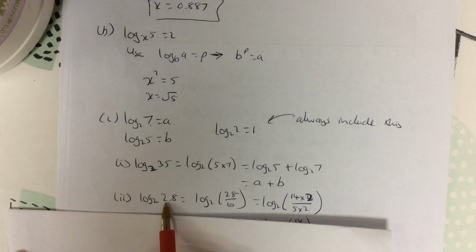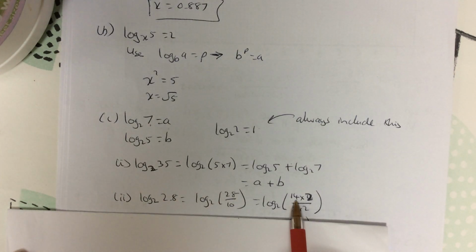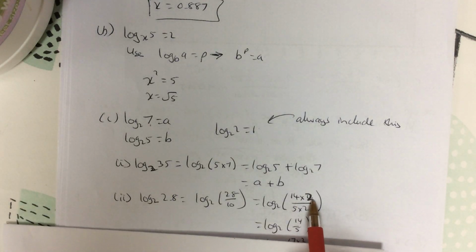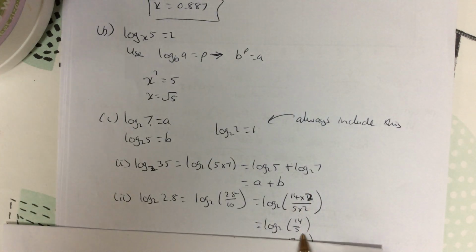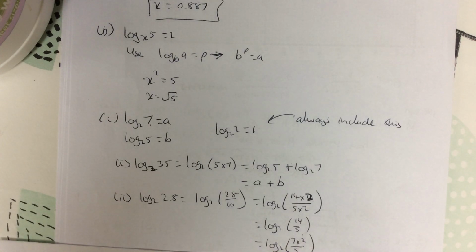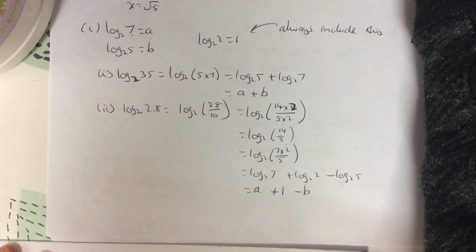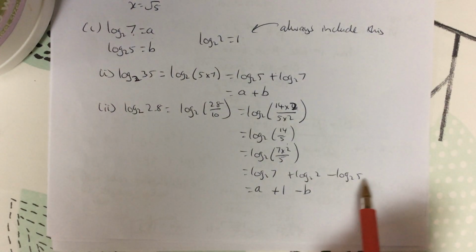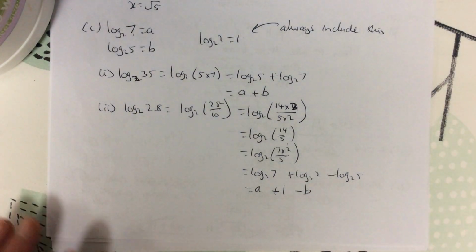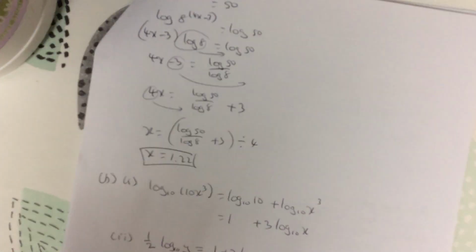Log 2 of 2.8. So 2.8 is 28 over 10. 28 is 14 times 2 over 5 times 2. Well, those 2s cancel off, give me 14 over 5. 14 is 7 times 2. I can separate that all out. So it's log 2 of 7 plus log 2 of 2 minus log 2 of 5, and there's all your wee bits. And of course you could have done a different method and got the same answer. That's no problem.